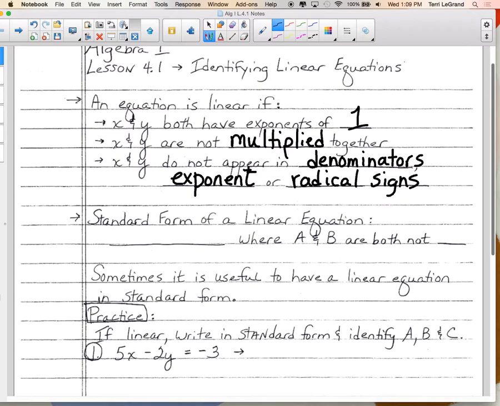What's a radical sign? What's a radical sign? That's not what it is, Mackenzie.